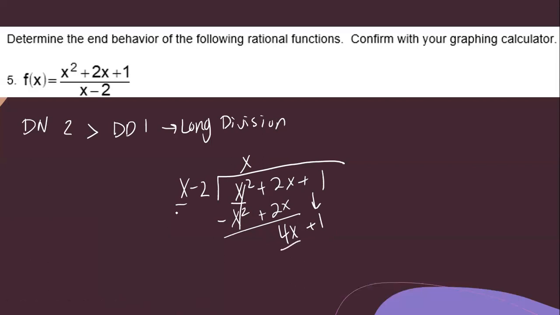What is 4x divided by x? 4. And we're going to multiply. We get 4x minus 8. Subtract, change signs, and combine. And we're left with 9. So now in proper form, we would have x plus 4 plus 9 over x minus 2.